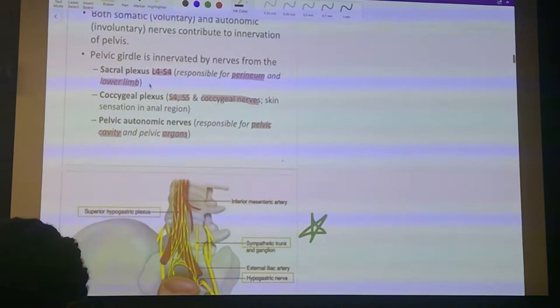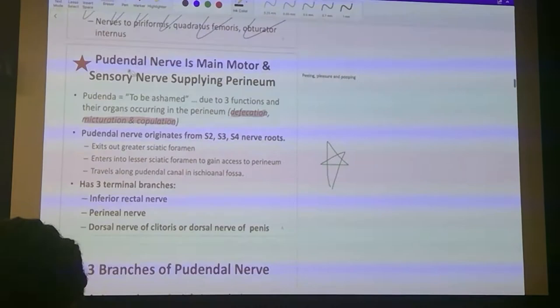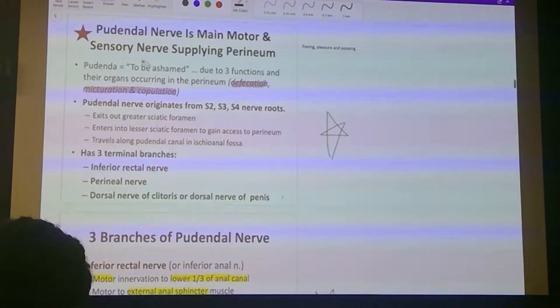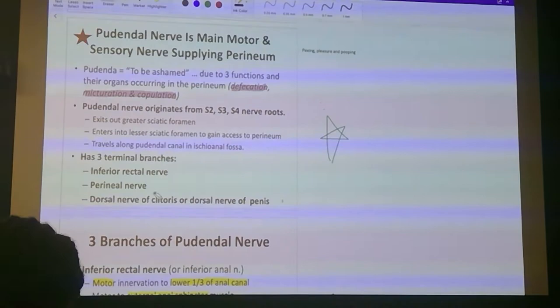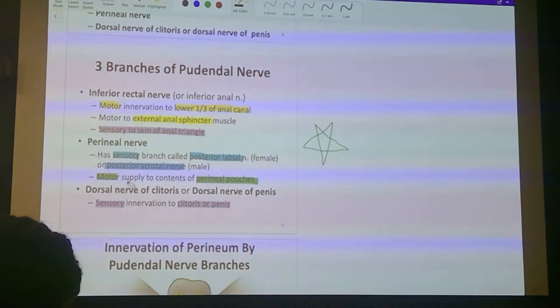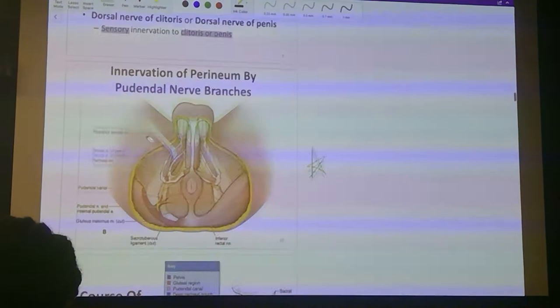Okay, so sacral plexus. Sacral is sympathetic, pelvic splanchnic is parasympathetic. And then the pudendal nerve: just know the three branches of the pudendal nerve, inferior rectal, perineal, and dorsal nerve of the clitoris or penis. It's straightforward what they do, so I'm just going to skip that.